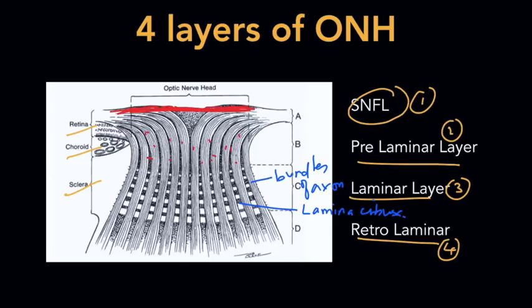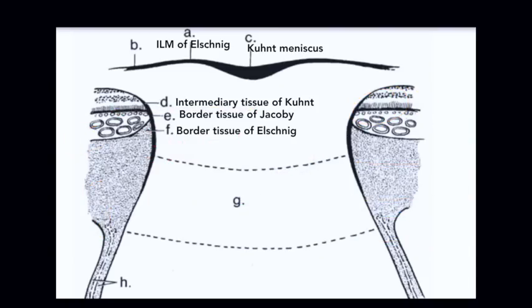And the fourth part is the retrolaminar part, from where the myelin sheath is going to start covering the optic nerve. This is the fourth part, retrolaminar part. So we have the 4 layers of optic nerve which we need to understand. This picture shows various supportive structures of the optic nerve head.